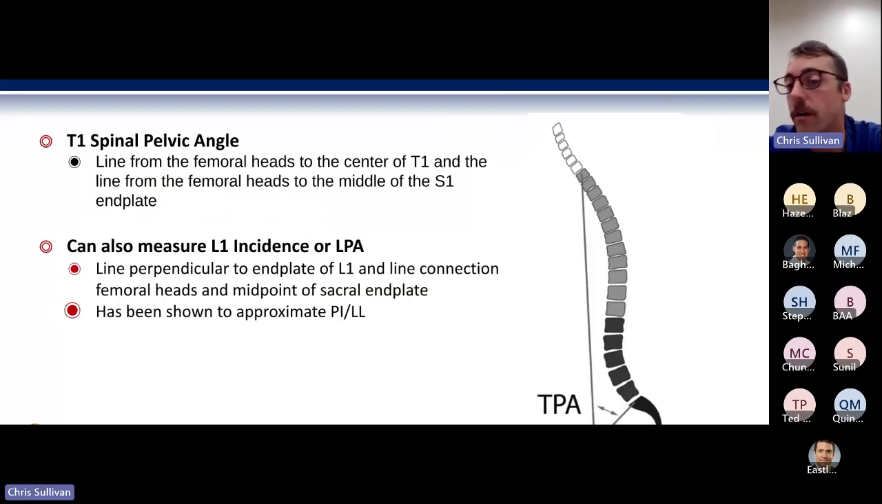And in addition, some more measures of overall sagittal balance: the T1 spinal pelvic angle, which is a line from the femoral heads to the center of T1, and then a line from the femoral head to the middle of the S1 end plate. In addition, you can also measure L1 incidence, or the LPA, which is a line perpendicular to the LPA of L1, and a line connecting the femoral heads to the midpoint of the sacral end plate, which has also been shown to approximate parallel in terms of importance.